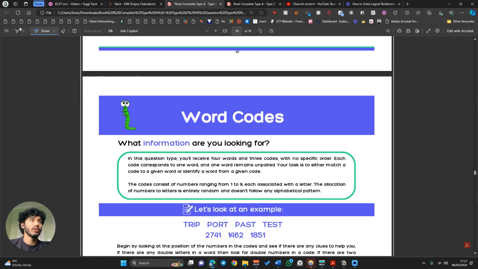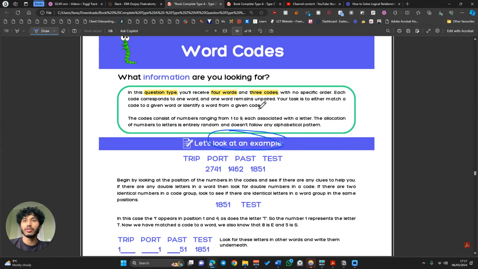Word codes. So in this question type, you'll receive 4 words and 3 codes. If we have a look at what they're talking about in this example, where are the 4 words? You can see them over here. Where are the 3 codes? You can see them over here. Okay, with no specific order. So these are in no specific order. Each code corresponds to 1 word.